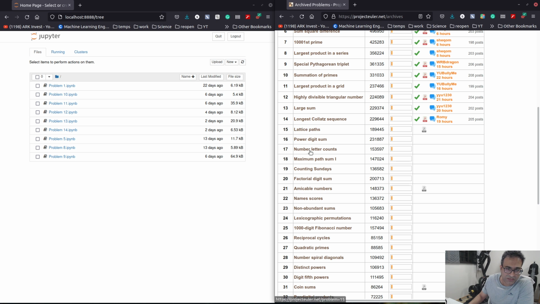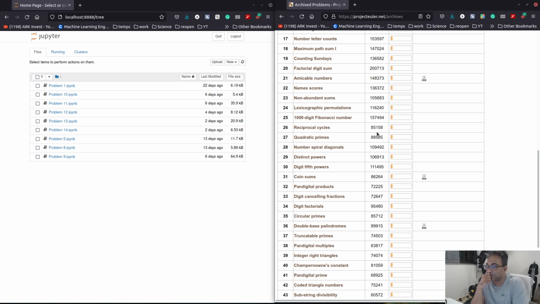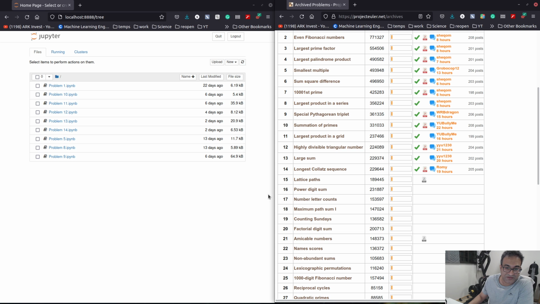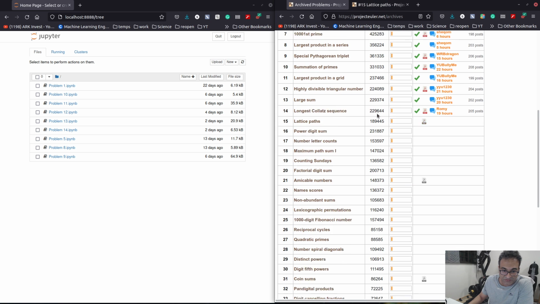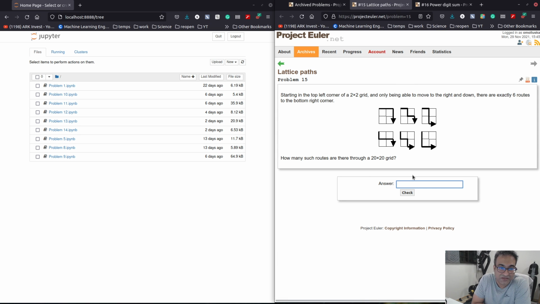So let's look at these problems, and these are problems that I haven't actually seen before, so this is going to be interesting. The first problem is lattice paths. A lot of people have been able to solve this. There's power digit sum, then there is number letter counts, there's maximum path sum. Okay, whatever these things are. Let's start with the first one, lattice paths.